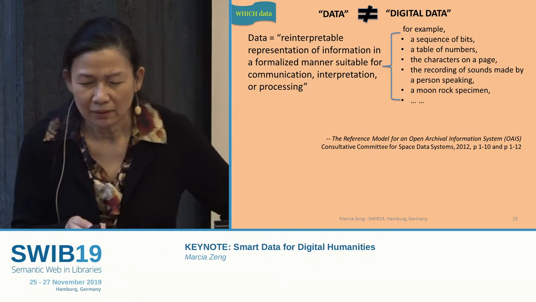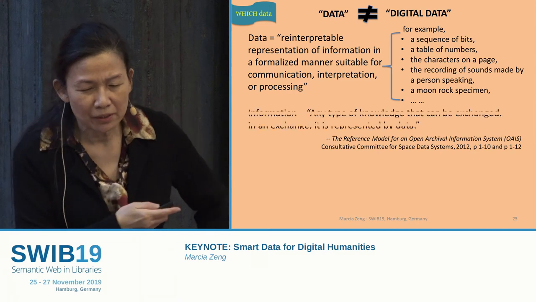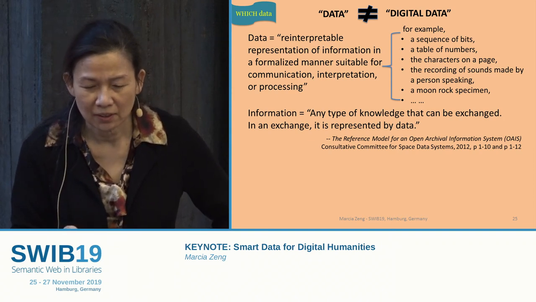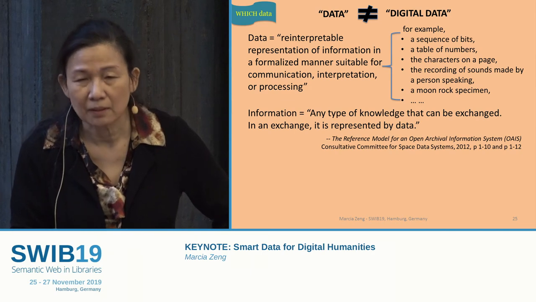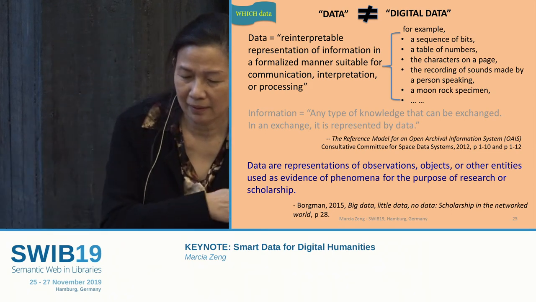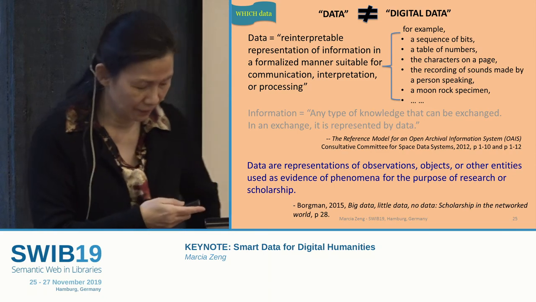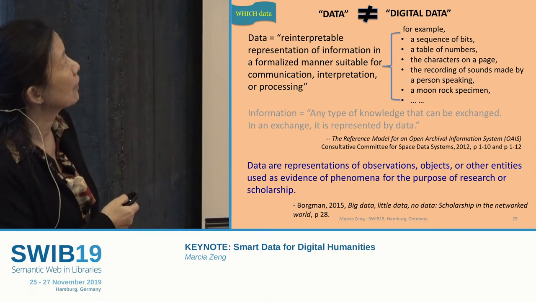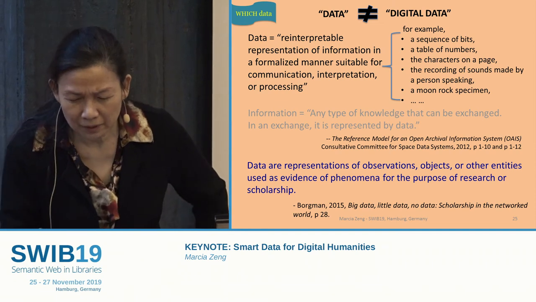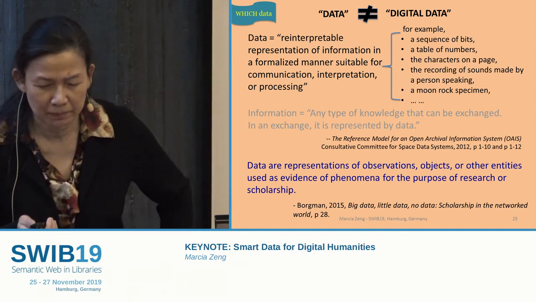So data is reinterpreted as the representation of information. Information is any type of knowledge that can be exchanged, and in an exchange it is represented by data. Borgman analyzed all kinds of definitions about big data, and then came back with her own definition: data are representations of observations of objects or other entities used as evidence of phenomena for the purpose of research or scholarship.